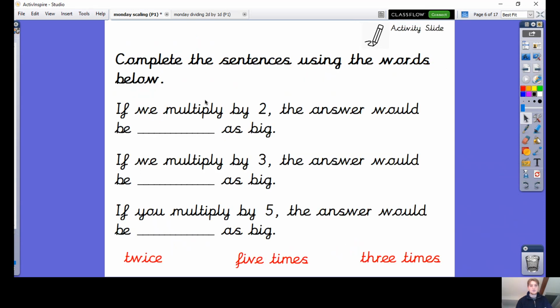Right, another activity for you to do now. I would like you to complete the sentences using the words below. Can you see these 3 red words here? I would like you just to fill in the gaps using the words you think are correct. Okay, so pause the video and have a go at doing that now. I would like you writing them in your book. Okay, so nice and neat in your book. I want to see you joining your letters, making sure that you've got really nice work. Okay, so have a go at doing that now.